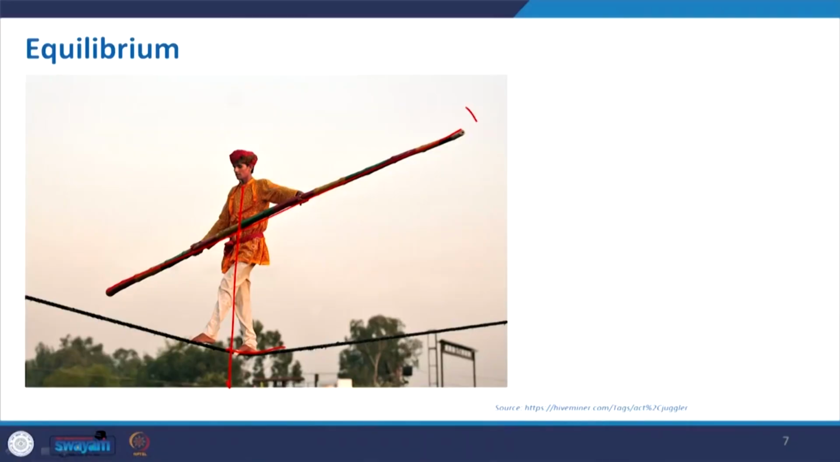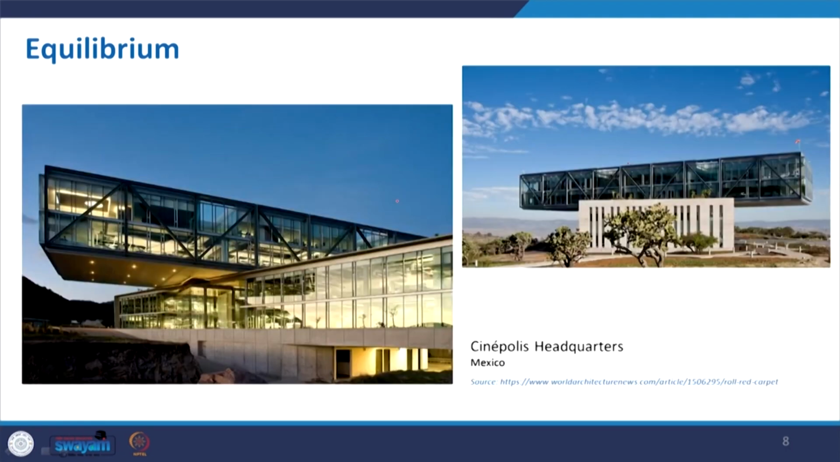So, balancing is very important. It may sway in this direction, it may sway in this direction, or due to this force it may get a couple, it can rotate. So, how they will balance it with the reaction and action is a challenge to make the building in equilibrium. Now, come to the building, as we discussed in relevance to the architecture.